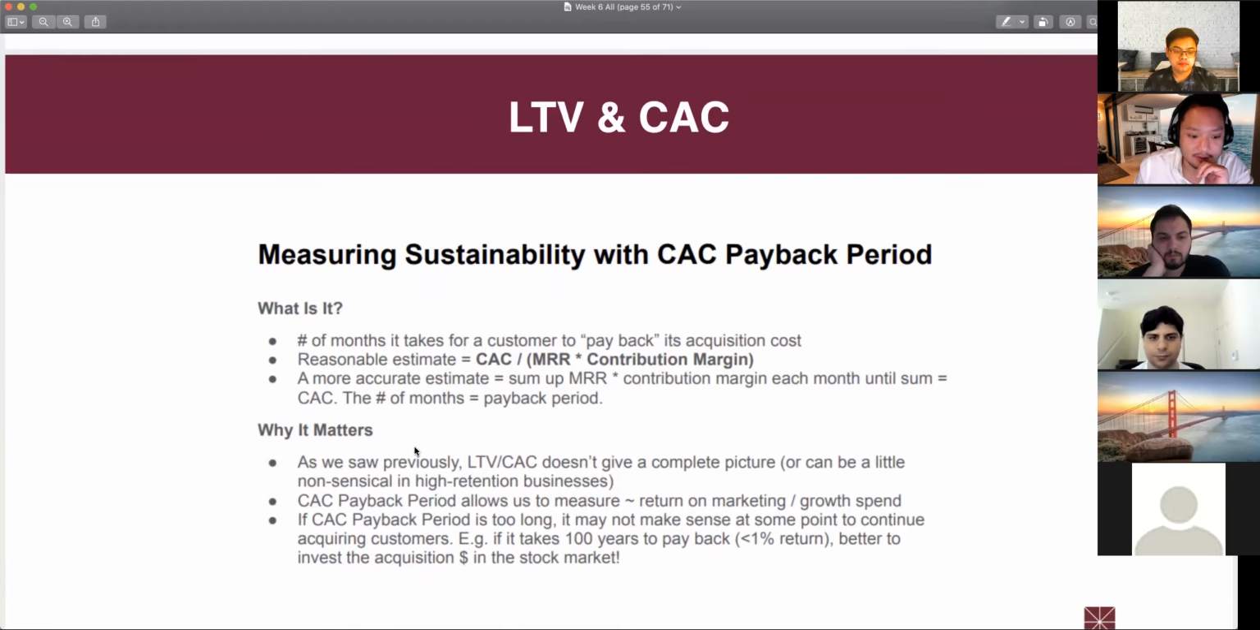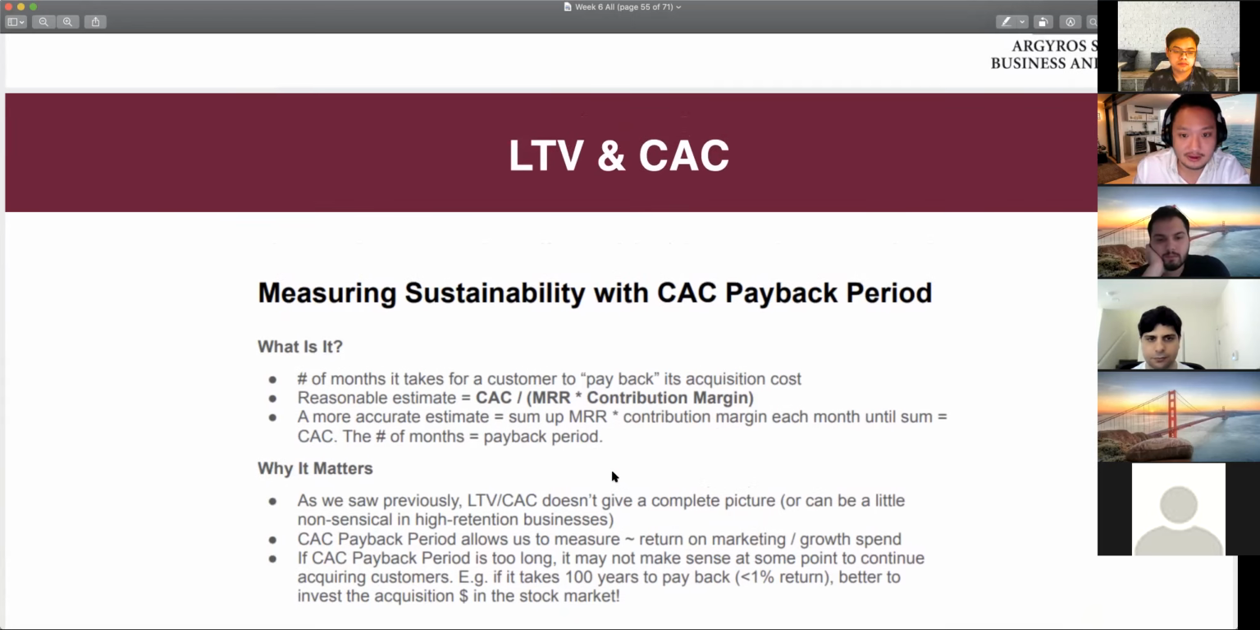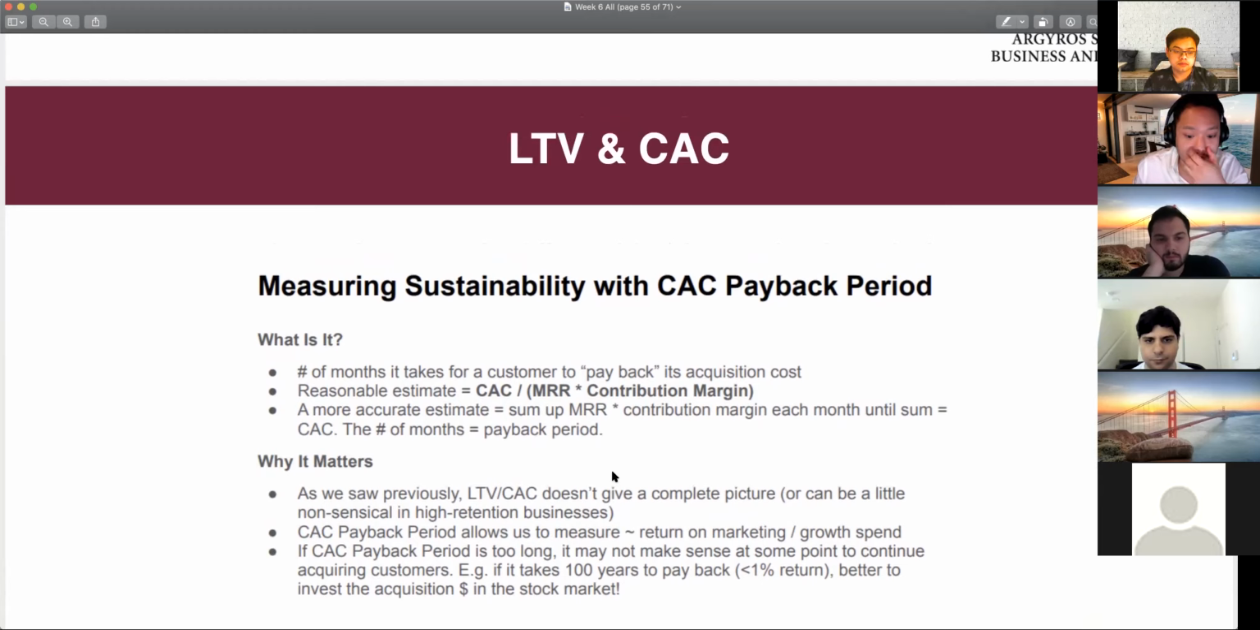Now, why is this important? Well, it doesn't give you the complete picture, right? LTV to CAC. You want to just understand how long it takes to break even on the software, right? You're trying to figure out, like, what is the payback period for that initial investment that you made? So why is this important?